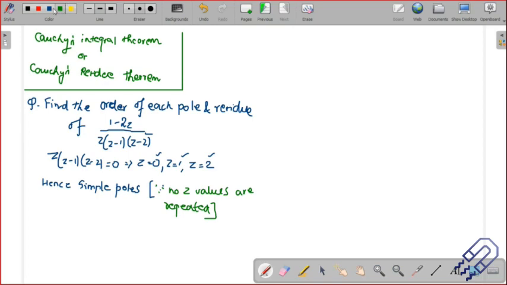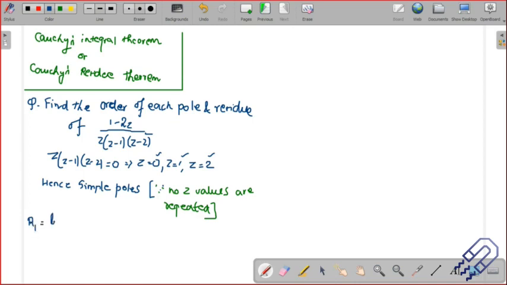So the question might be, identify whether they are simple poles or not. Okay, that can be a question. In general, if I just want to find out the order of each pole, it's just one, because it doesn't get repeated. So you understand that. And now suppose I want to find out the residue. It's very simple. They are simple poles.